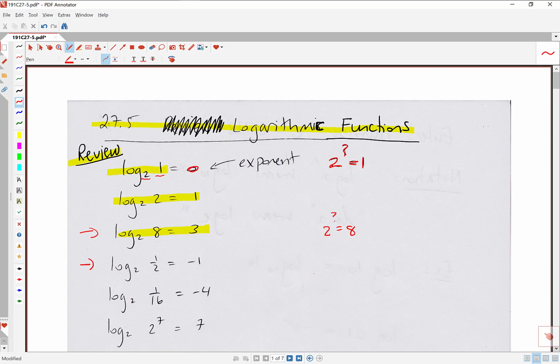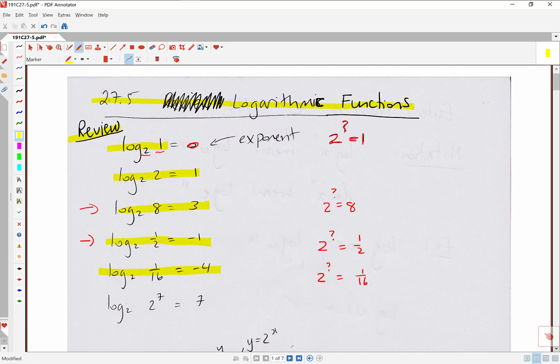Let's say log base 2 of 1/2, we'd say 2 to the what gives us 1/2. Well, the exponent would have to be -1. So log base 2 of 1/2 is equal to -1. Log base 2 of 1/16, we'd be asking 2 to the what gives us 1/16. Well, the correct exponent there would be -4. So log base 2 of 1/16 is -4. And then finally, log base 2 of 2 to the 7, we'd say, well, what exponent do we have to put on 2 to make 2 to the 7? And once we write it that way, we realize the exponent's going to be 7. So log base 2 of 2 to the 7 is equal to 7.